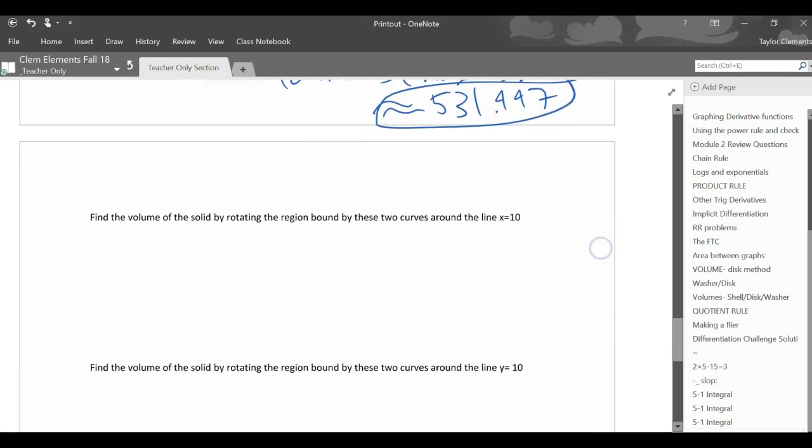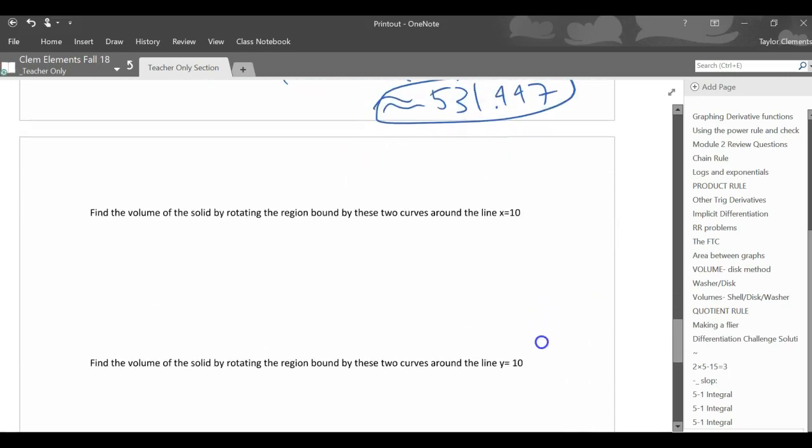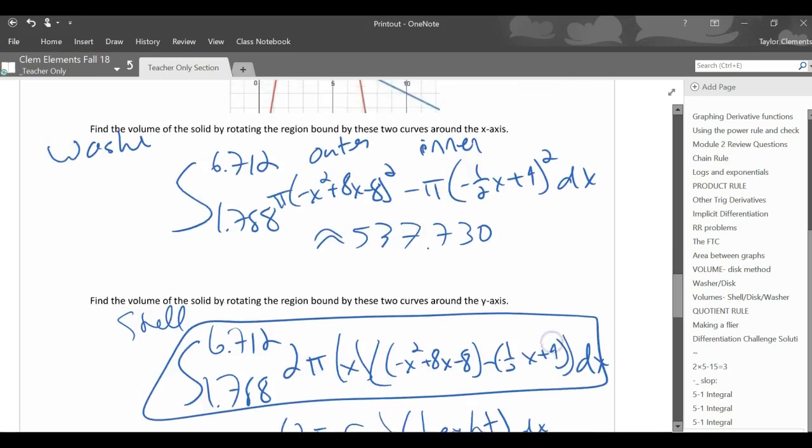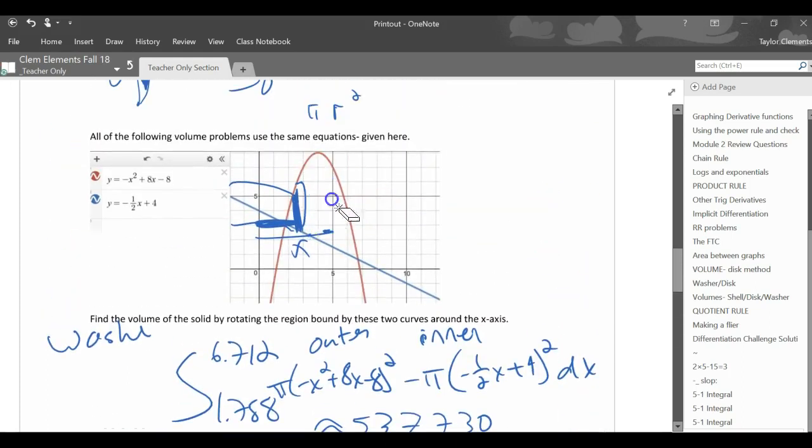Cool. Let's keep going. The volume. Okay, so x equals 10. Let's look back at it. X equals 10. That's right here. So rotating around this way. Again, washer would be awkward right here, so we're just going to do shell again.